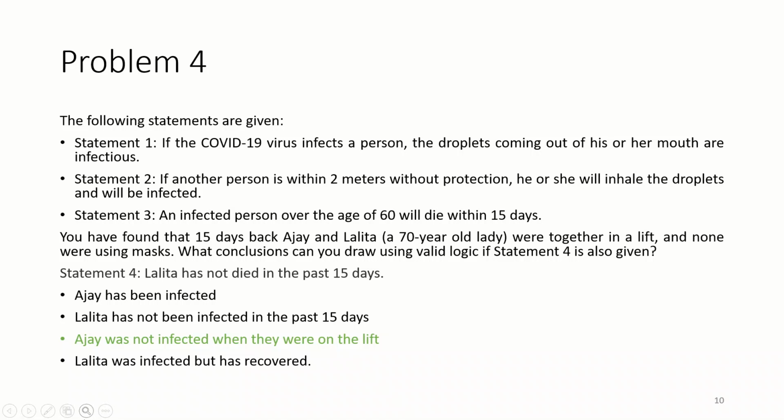I was also missing that she can get infected in the past 15 days in n number of places, and that is not included in the statements. Thanks for the clarity. So then I think C becomes the perfect one. Thank you.